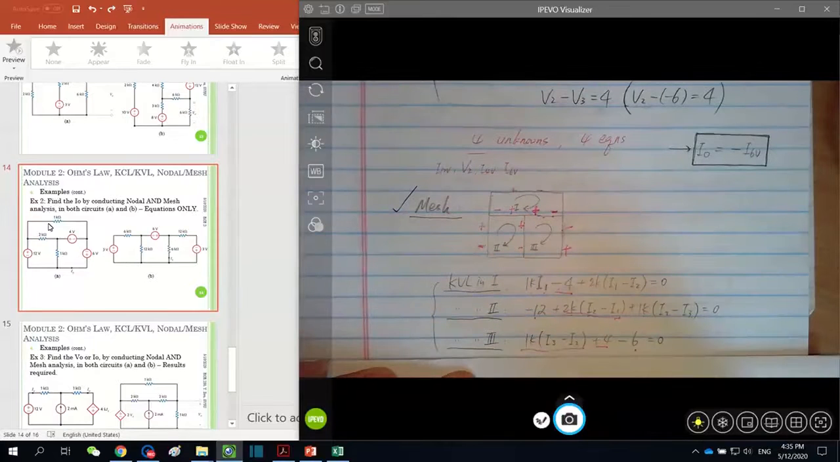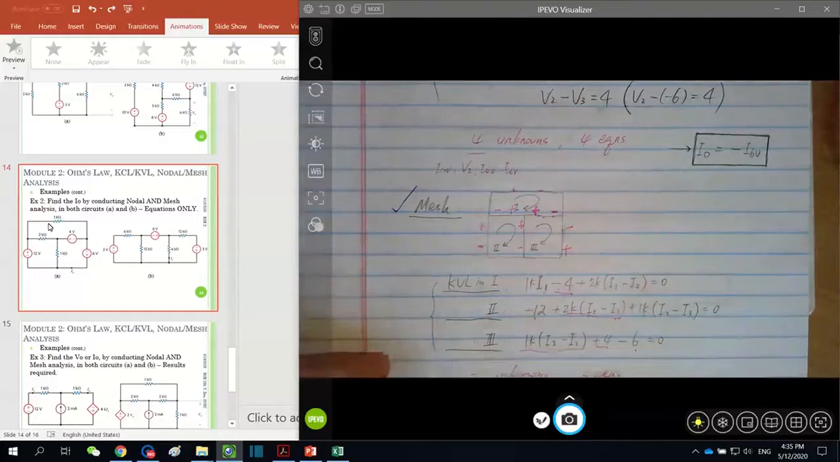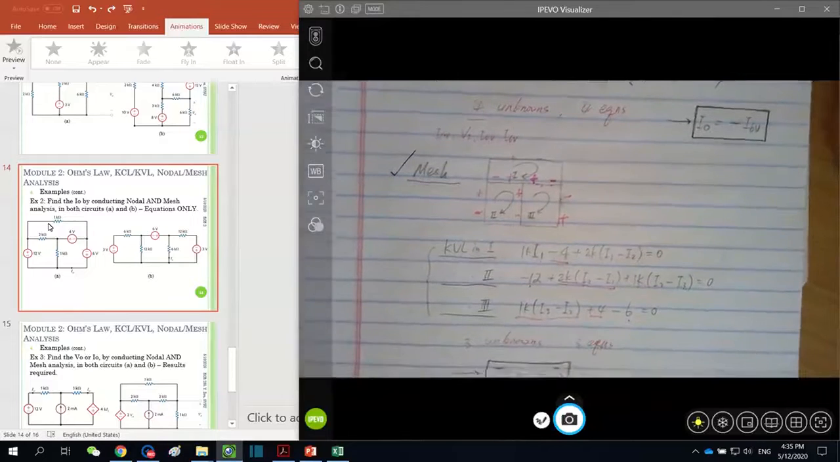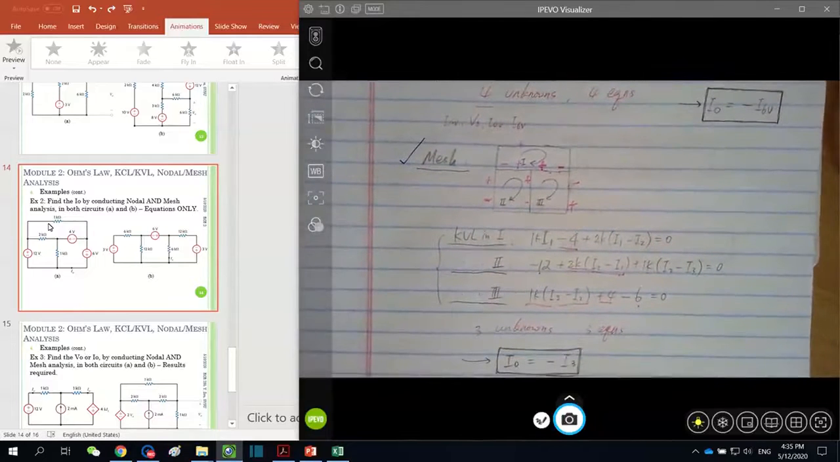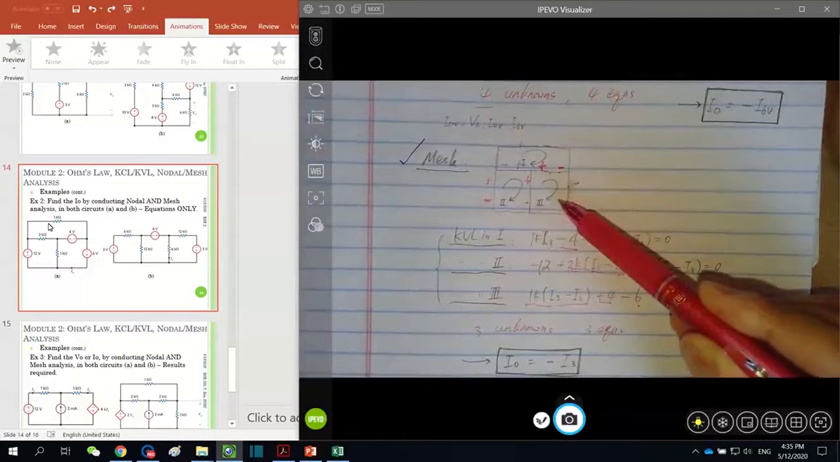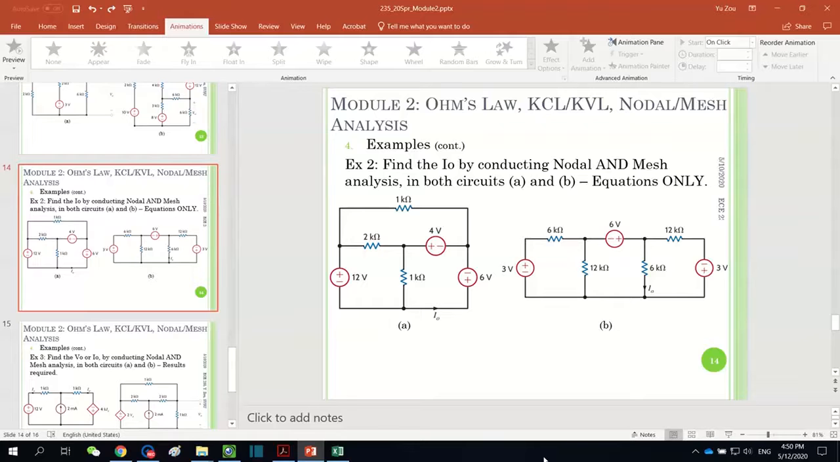3 equations and 3 mesh currents as unknowns. We can find all of them. However, never forget our ultimate goal, which is I naught. So I naught in this circuit is clearly equal to negative I3, since the direction is opposite. Now let's move on to example 2, circuit B. A similar problem. However, let's see what's the difference from circuit A.